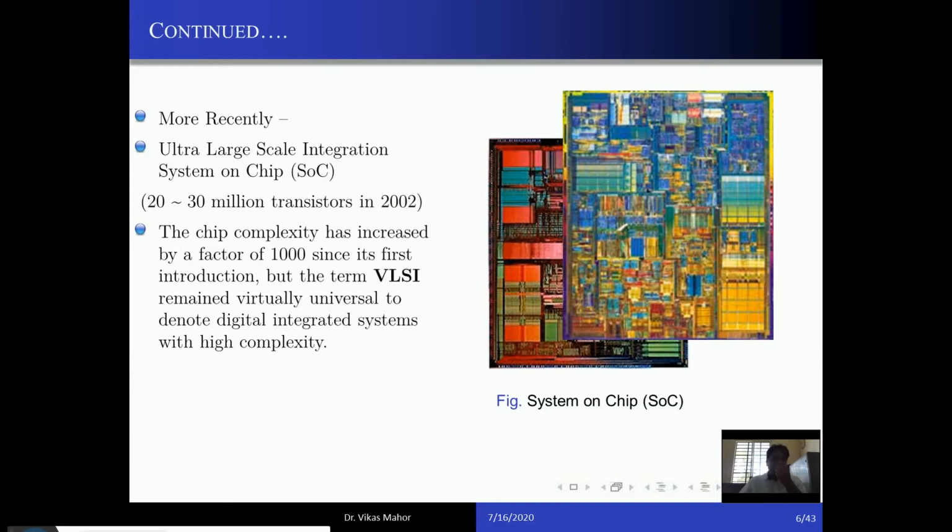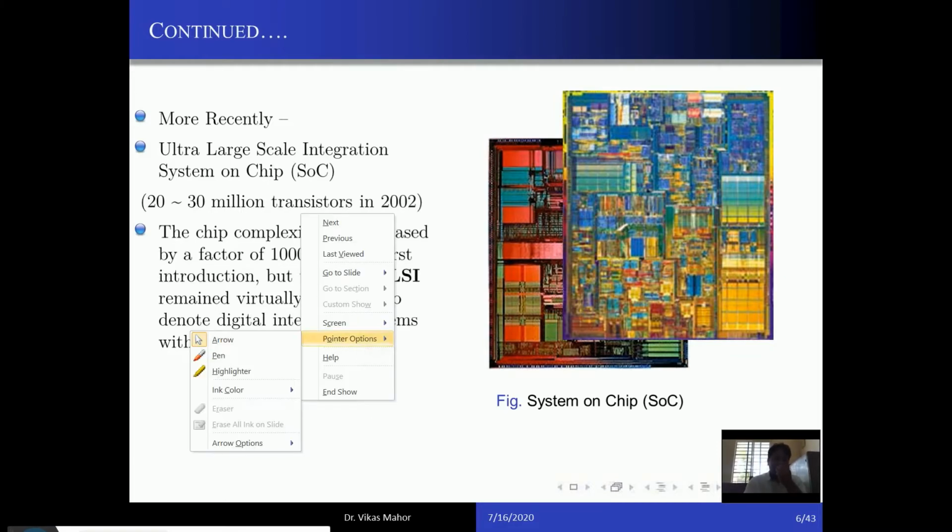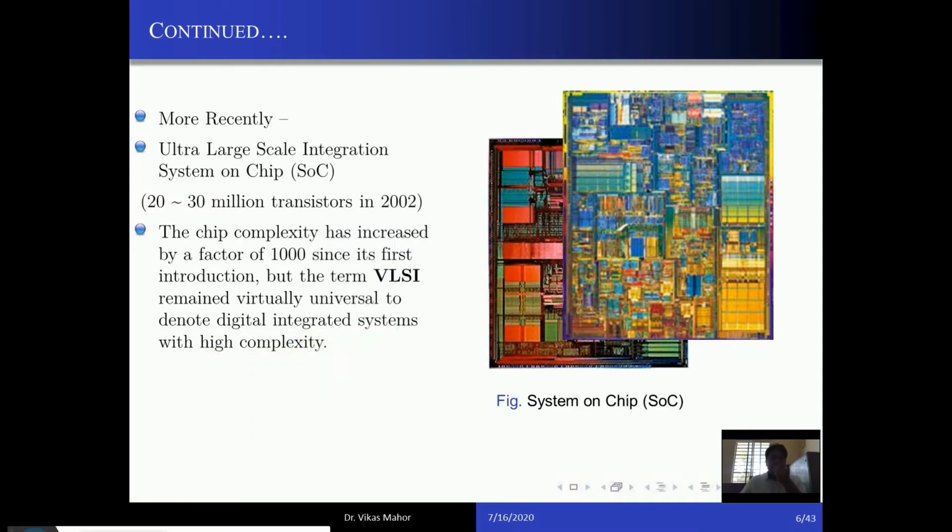What happened more recently? Almost 20 to 30 million transistors were fabricated on a single chip. Why am I using the word fabrication? Because the process of developing these ICs is known as fabrication. Fine. So more recently, almost 20 to 30 million transistors were developed on a single IC till 2002. Fine, I'm talking about 2002. Today you are using, I think, Intel i5. Fine, you're using Intel i5, and Intel i5 has 2 billion transistors.